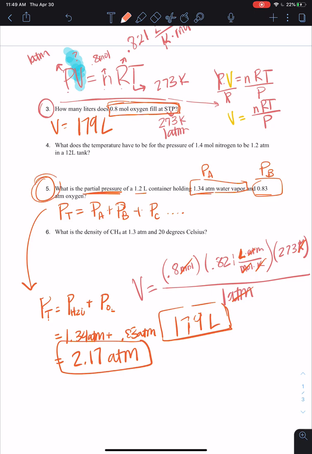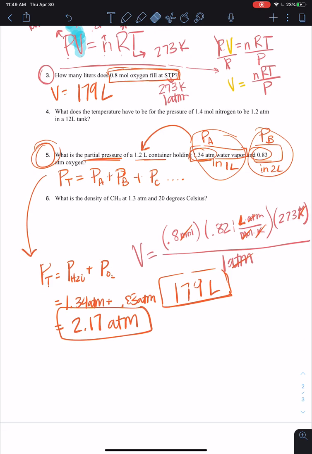Some of these problems are not that easy, because it may be like 1.3 atmospheres in 1 liter and 0.83 atmospheres in 2 liters. If it gives you the liters here, that means that your pressure will change whenever you put it into a container of 1.2. But since it just says that this container contains this amount of pressure, you don't have to do all that.